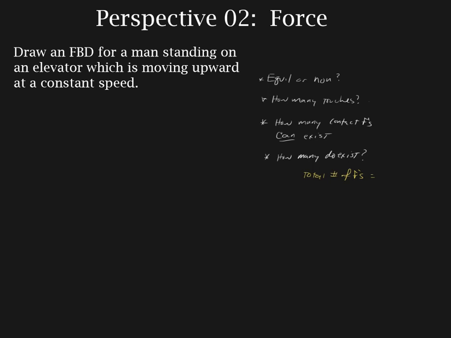Now I've listed out the questions you should be asking yourself as you go through this. Remember, you want to know, firstly, is this a situation of equilibrium or non-equilibrium? You want to know how many items are touching the object that you're drawing the FBD for, because this is going to limit the number of possible forces which exist. Keep in mind that all forces are contact forces with the exception of gravity at this point in time. And so that's why this is really important.